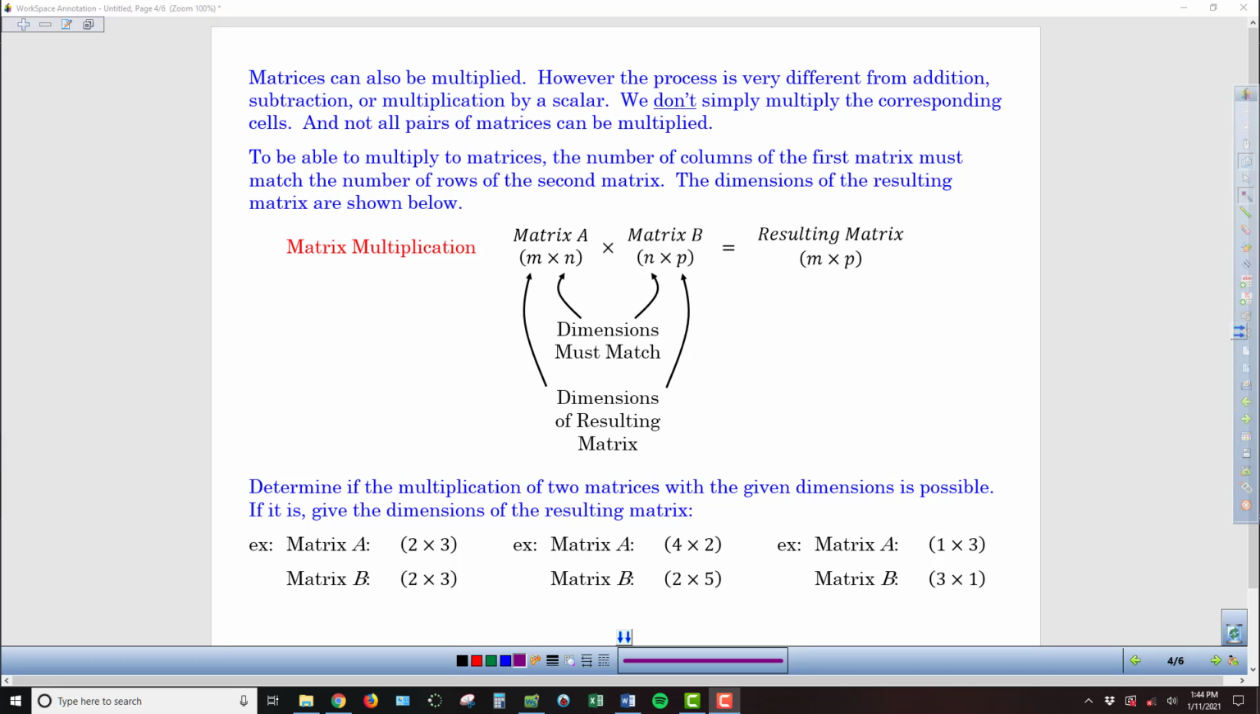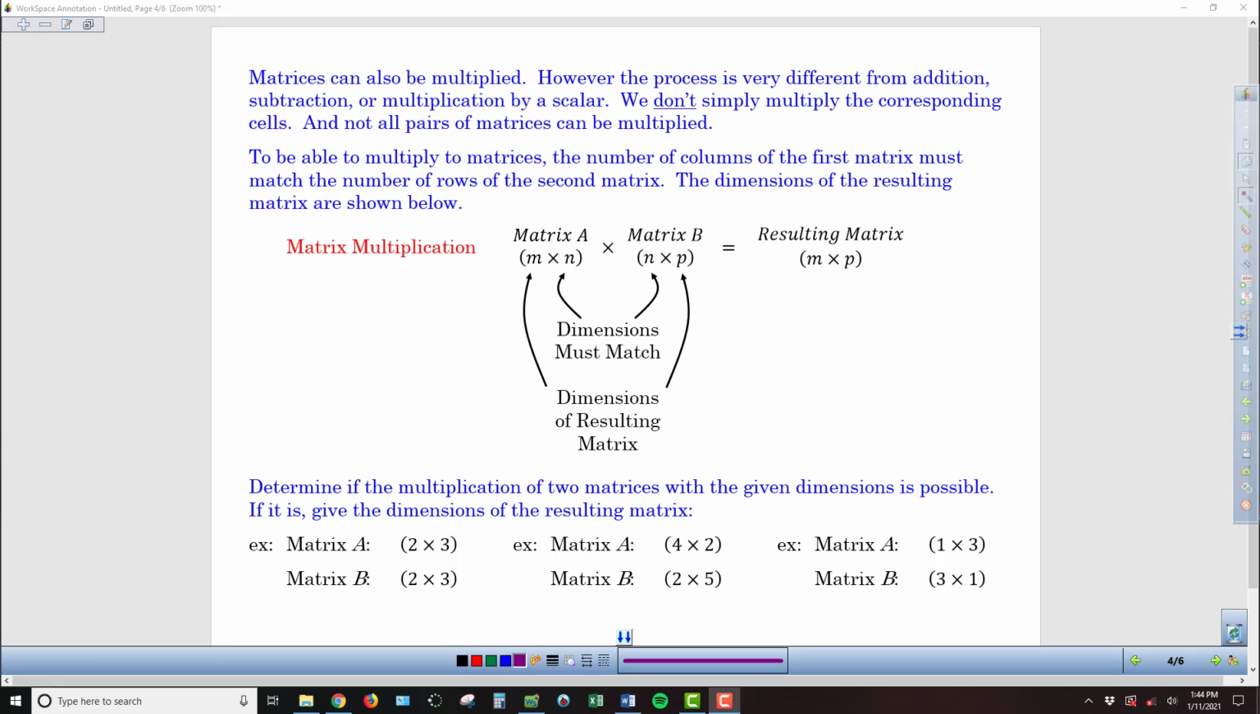Now, very sadly for us, matrix multiplication is not the same as addition and subtraction. It's not a matter of just multiplying corresponding entries. Instead, it is a much more complicated process involving multiplying rows by columns and adding the results of the individual multiplications of those entries. There's a lot here.